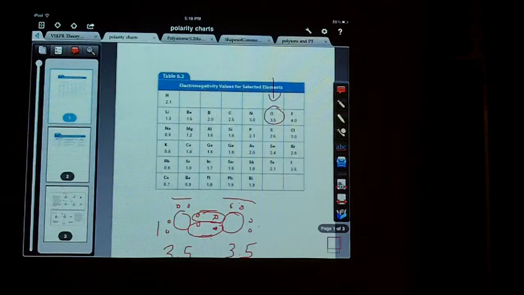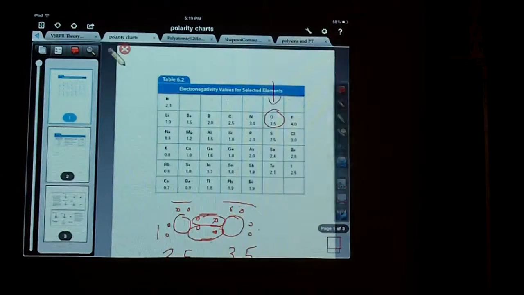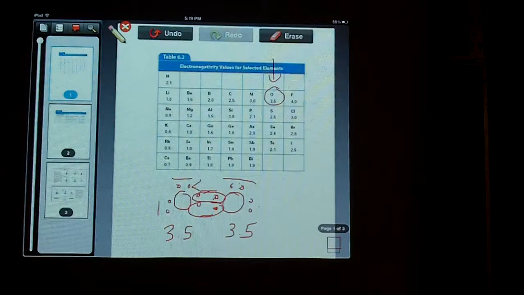If it is nonpolar, that means that these are being pulled equally, but in opposite directions. So if it is equal and opposite, they cancel each other out, and I don't get any partial negative, and I don't get any partial positive.